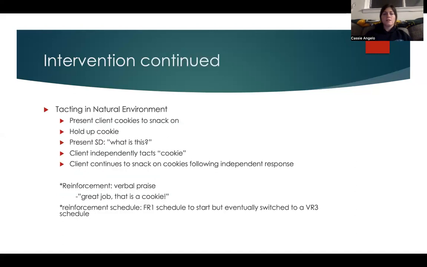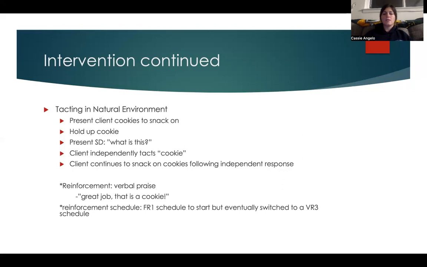So we also taught tacting in a natural environment. How we did this was we presented the client cookies to snack on. Then we would hold up a cookie and present the SD of what's this. The client then independently tacted cookie, and then the client continues to snack on the cookies following the independent response. The reinforcement that we provided to him was verbal praise. So this looked like, great job, that is a cookie.